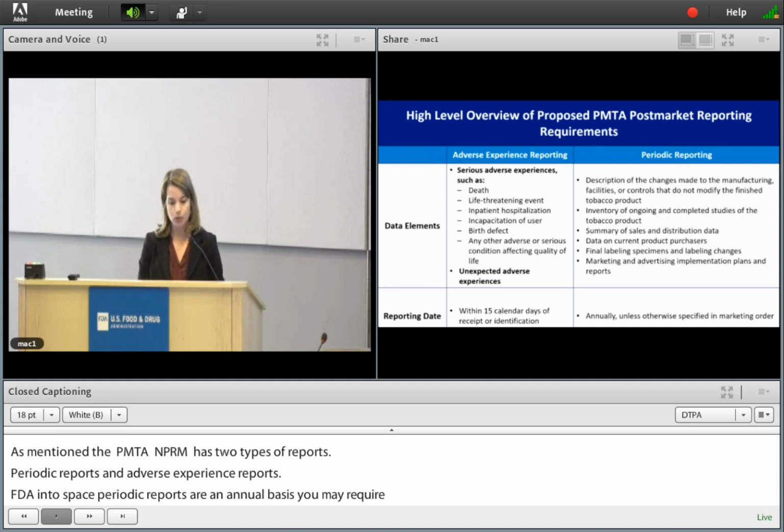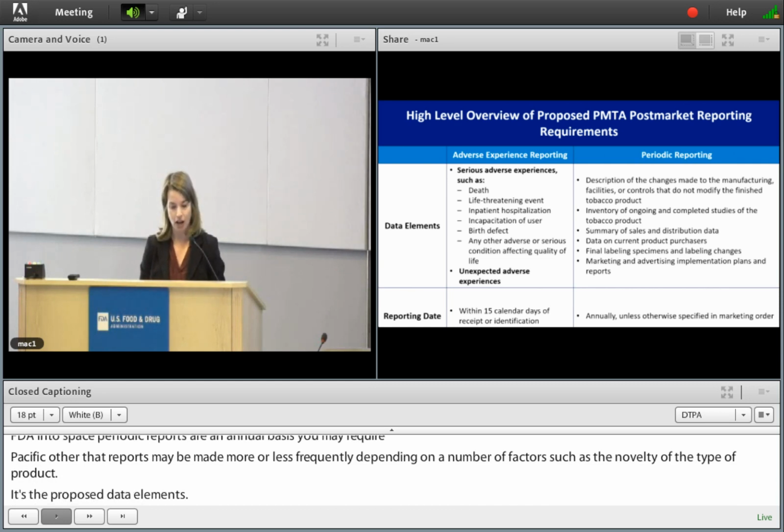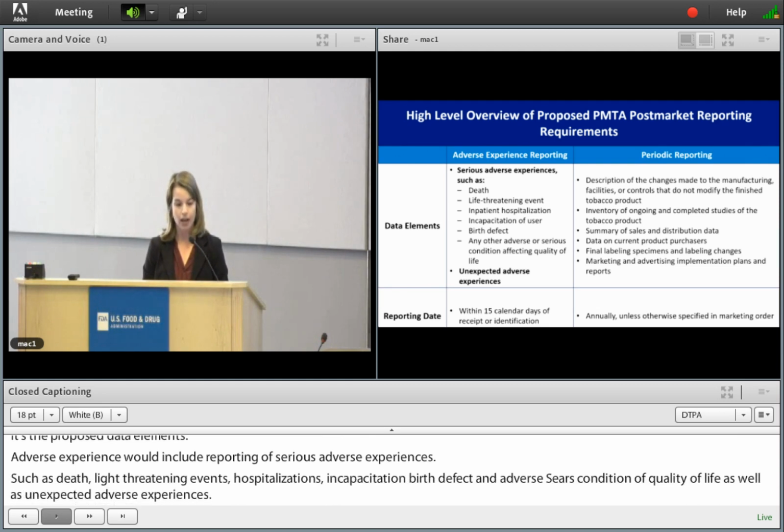Adverse experience reports would include reporting of serious adverse experiences, such as death, life-threatening event, inpatient hospitalization, incapacitation of user, birth defect, any other adverse or serious condition affecting quality of life, as well as unexpected adverse experiences. Each of these would be required to be reported to FDA within 15 calendar days of receipt or identification.